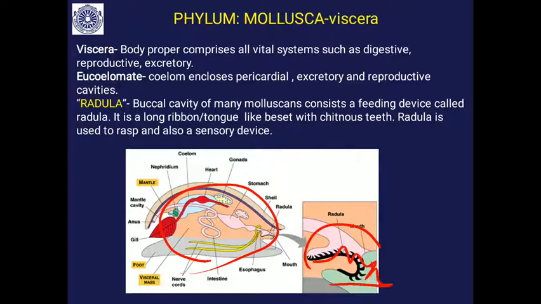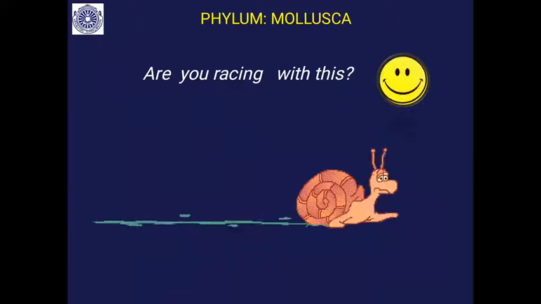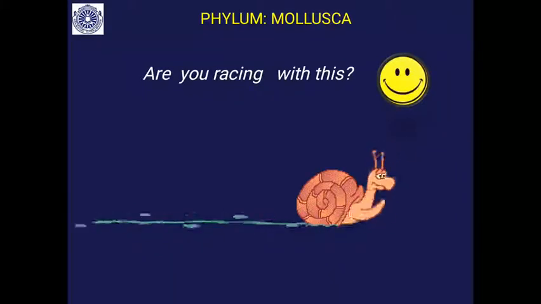More about the molluscan general characters I will explain in my next video. These molluscans are very interesting animals. They have been present here for the last 500 million years, and they are in great variety. More about all this I am going to explain in my next video.